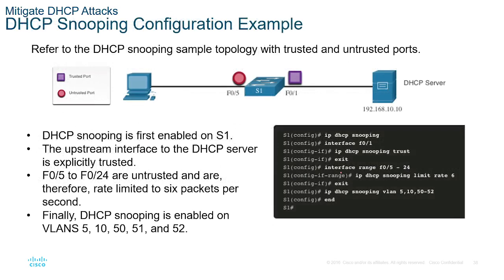So ito yung example natin. ip dhcp snooping for enabling it. Then papasok ka sa interface. It means yung trusted lang, yung interface na yon. And then ito yung range ng interface natin: interface range from port 5 to port 24. Na-enable natin yung snooping, and then we limit the rate to 6 packets per second. And then yung VLAN, gumamit din tayo ng range from VLAN 5, VLAN 10, and VLAN 50 to 52. And pag sunod-sunod yung number, you can use dash. Pag isa-isa naman, hindi sequential yung number, separated by comma.